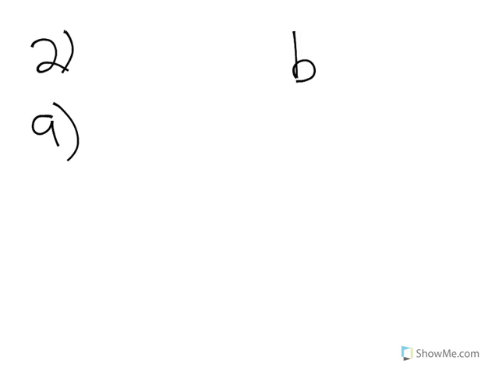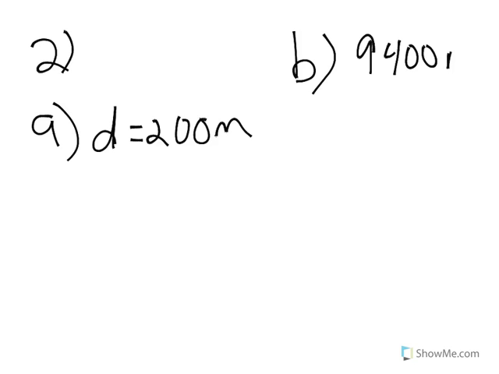Number two has two parts. A jet travels 480 meters per second. How long does it take to travel 200 meters? So first one, distance equals 200 meters. Second one, 9.4 kilometers. So we've got to convert that into meters, and it's 9,400 meters. So V equals position over time. Remember, position and distance will be roughly equivalent unless I make the distinction.